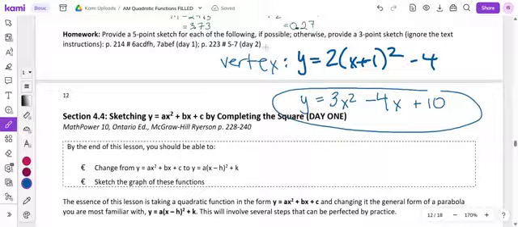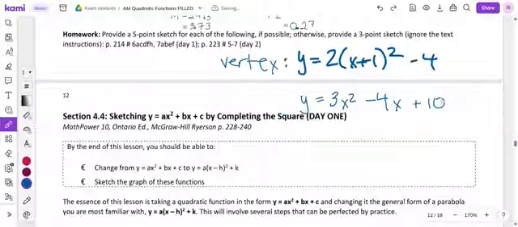Well, I don't know. Is the vertical translation 10? I don't know. I'm just going to guess it is. I don't know. So, what is the name of the form of this equation? Anyone? It is standard.